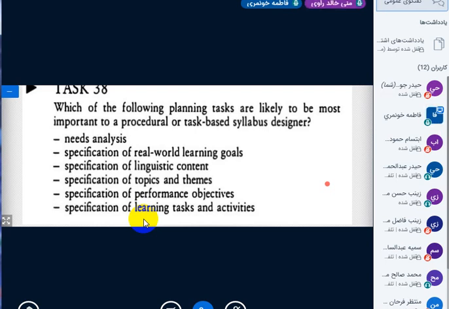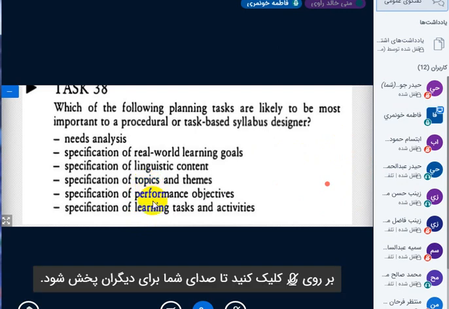What else? As well as specification of learning tasks and activities, since we focus on task-based syllabuses. Yes. Anything else or just these three? But doctor, also we need needs analysis in order to design our syllabus. Very good. Yeah, for sure.